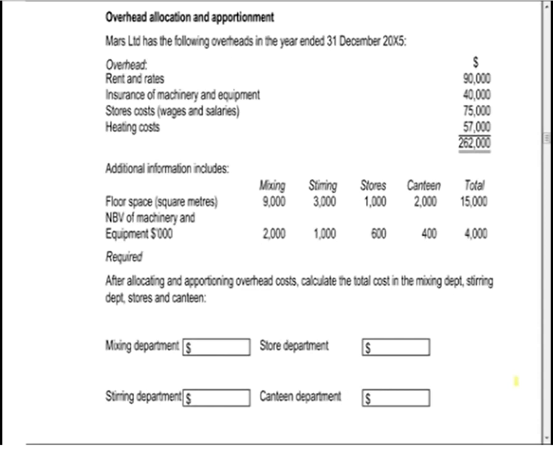Lecture example 1 is going to take us through step 1 of allocating and apportioning our overheads to different cost centres. What you can see is we've got $262,000 of overheads to be allocated and apportioned, and they're split into 4 different categories of overheads. You can also see that we've got 4 departments here, 4 different cost centres. We've got mixing and stirring, which are going to be production cost centres, and then we've got stores and canteen, which are non-production or support cost centres within the organisation.